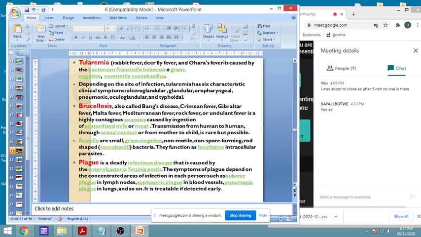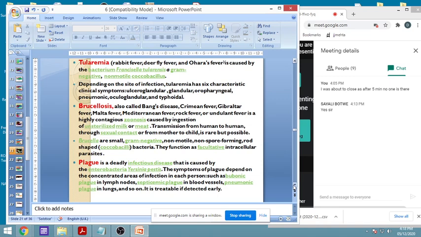Tularemia is rabbit fever, also called deer fly fever. It is caused by the bacterium Francisella tularensis, which is a gram negative non-motile cocobacillus. Depending on the site of infection, tularemia has 6 characteristic clinical forms: ulceroglandular, glandular, oropharyngeal, pneumonic, oculoglandular and typhoidal. On that basis it is classified. So in all cases it is a good drug.